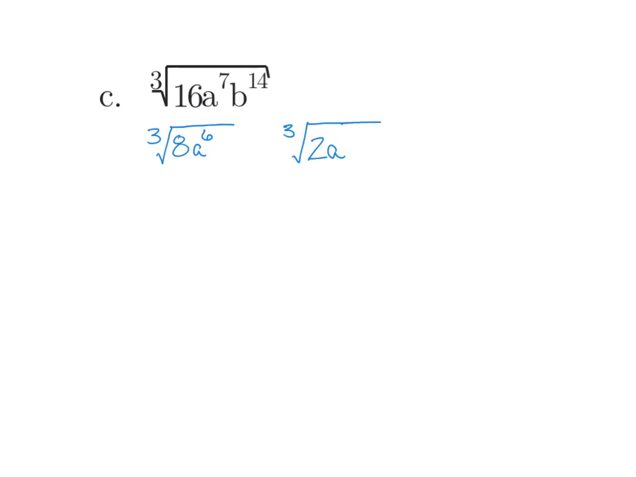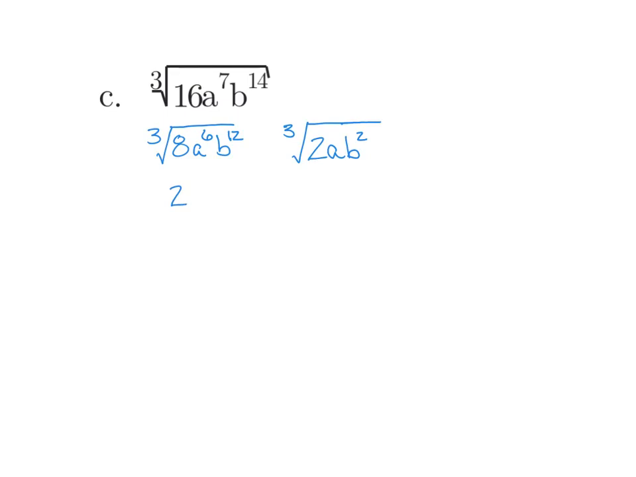B to the 14th, I can do B to the 12th. 12 is divisible by 3. And what do we have left over? We have B squared. 12 plus 2 gives me 14. And now we can go ahead and simplify this. The cube root of 8 is 2.